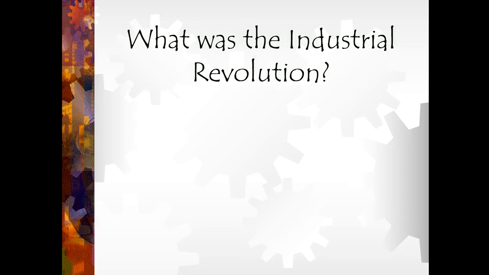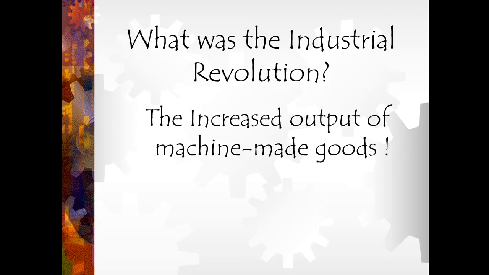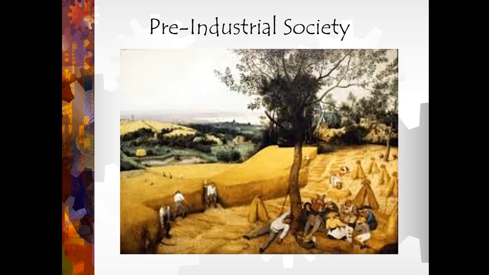It was an increase really in machine-made goods. So when we talk about the Industrial Revolution, we're talking about industry or business, and revolution meaning change. And so this is a change in the way that we are doing business. And really what it is that we're no longer making goods by hand, and we are instead making goods using machines.